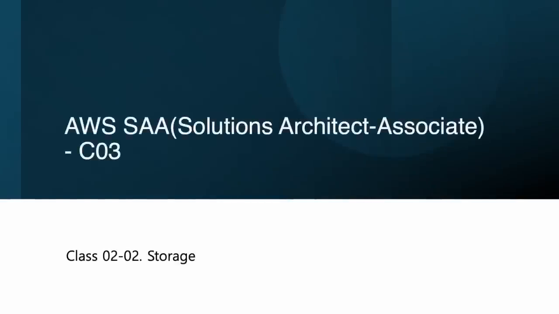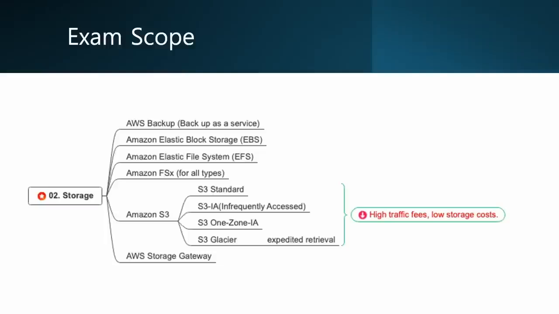Let's start preparing for the AWS Solutions Architect Associate SAA-C03 certification. This is the fifth lecture and we will learn about the second service topic, storage. This is a storage service topic map. First, we will learn more about S3, the most widely used object storage in AWS. Next, we will learn about EBS, EFS, FSx, and about AWS Backup and AWS Storage Gateway.